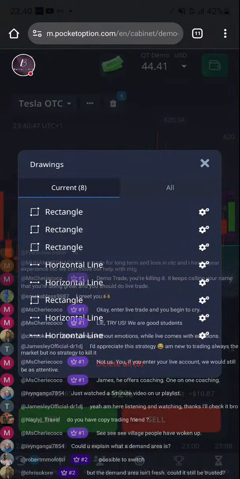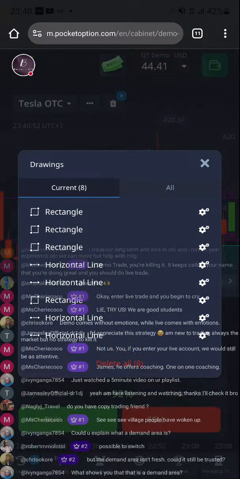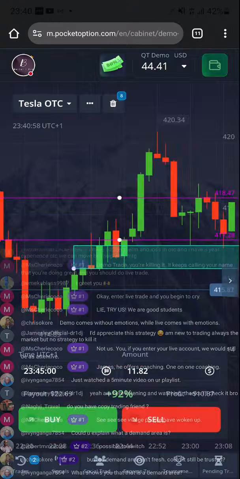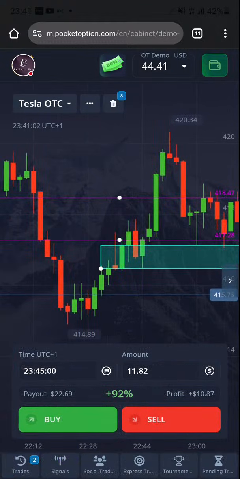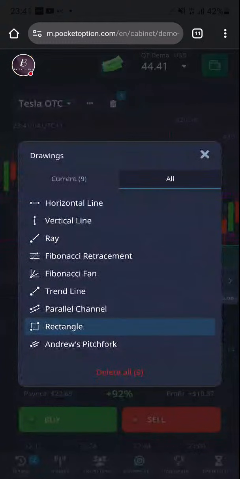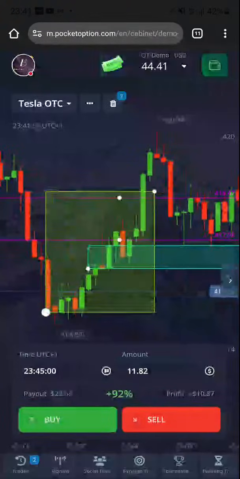Chris, it's nice to have you here, but the demand area isn't fresh. Could it still be trusted? Now, if the demand area is not fresh, what shows you that it's a demand area? Okay, fine. This is the engulf. Let me show you. So this is what you call a demand in the lower time frame.